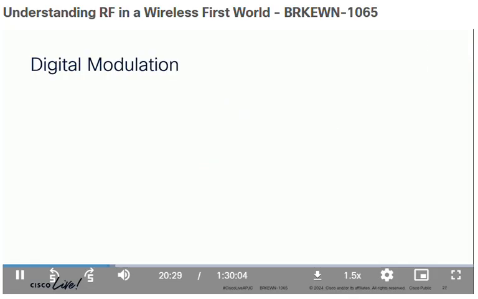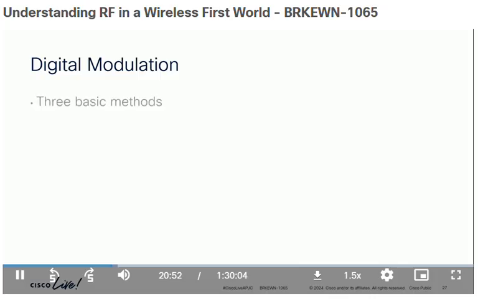Now, the next piece of the puzzle we need to think about is, we've been talking a lot about getting signals out there, but at the end of the day, it's not about the signals, it's about the data. And so what I really want to do is I want to take this digital data, convert it into an analog signal, send it over the air, and then demodulate it on the other side back into the digital data. And that is what digital modulation is all about.